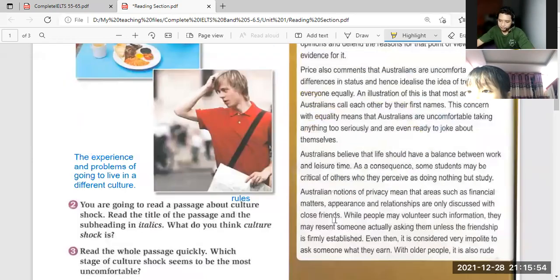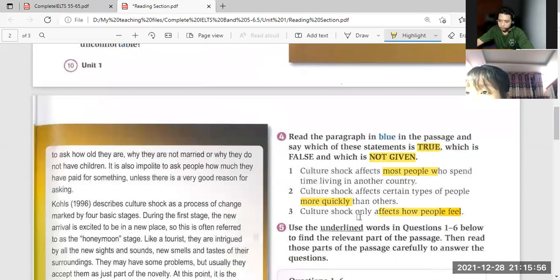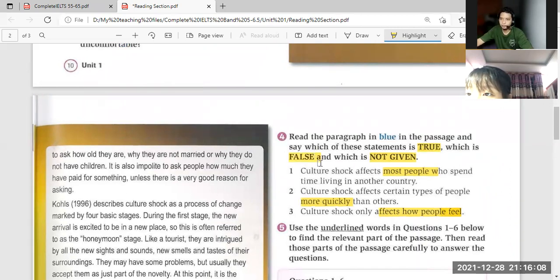It says here, culture shock only affects how people feel. Do you think it's true, false, or not given? It's false. Yes, it is false. Can you say it is false? False. Yeah, because culture shock can also affect the physical part of a person. Do you understand? Yes. Nice, perfect.